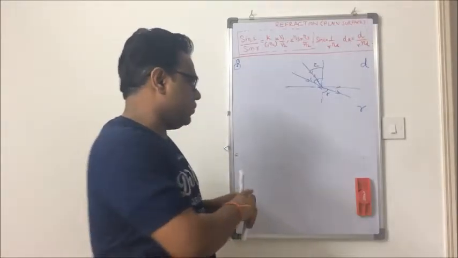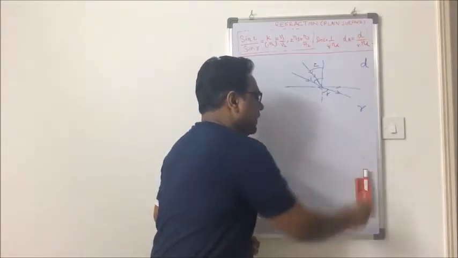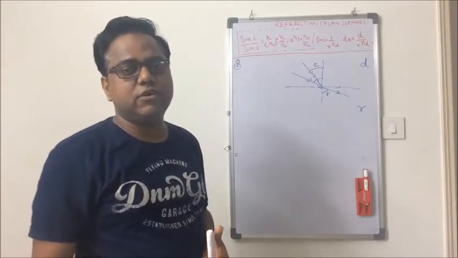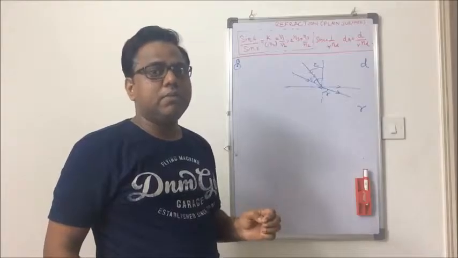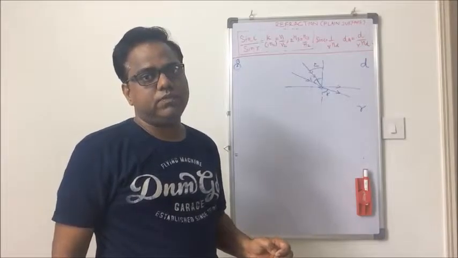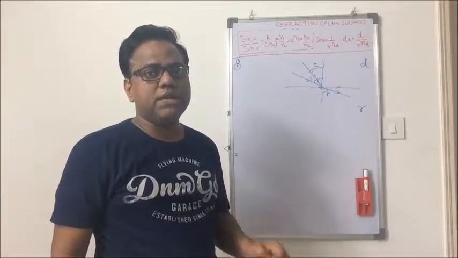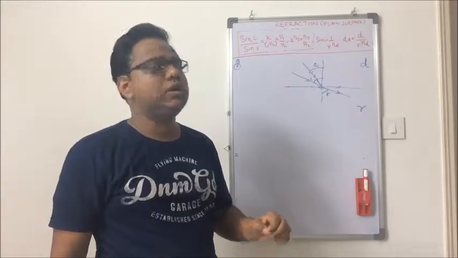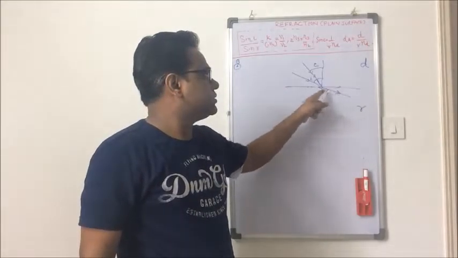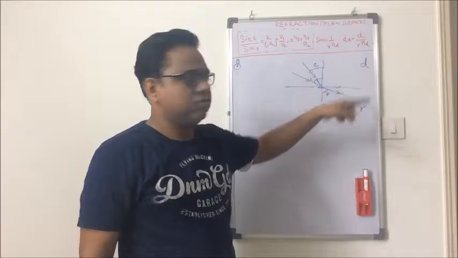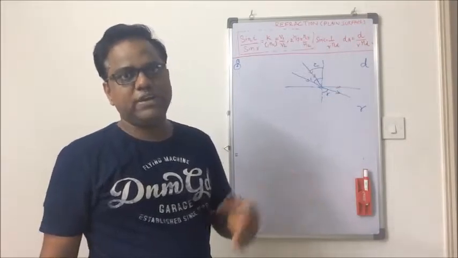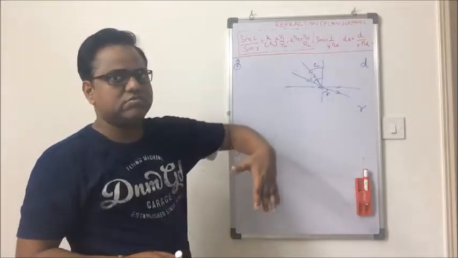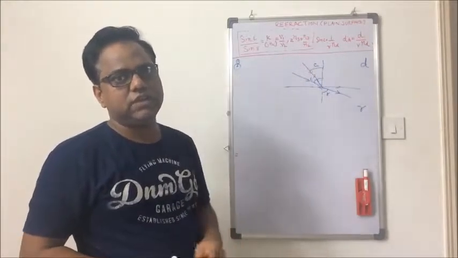So the definition of critical angle: when light enters from a denser medium to a rarer medium, the minimum angle at which the complete light gets reflected along the plane surface is called the critical angle. It will automatically happen. If you keep on increasing the angle I, it will get reflected.